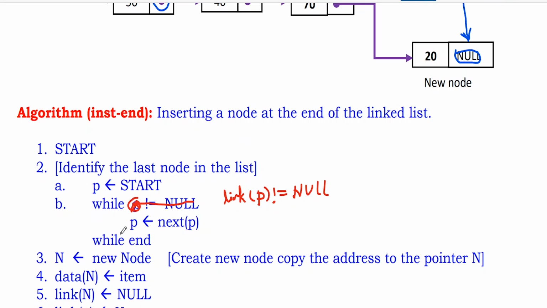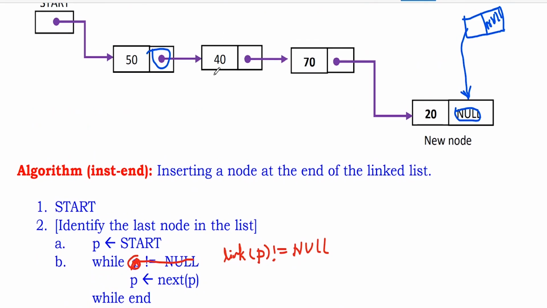So it goes to the second node. Now P is here. What is the link field of P? It is not null, so it goes to the next iteration of the while loop. P is equal to next of P, which means we have this address, so P is shifted here now. Where P was earlier, its value changes now. So now P is here. The link field of P is not equal to null.